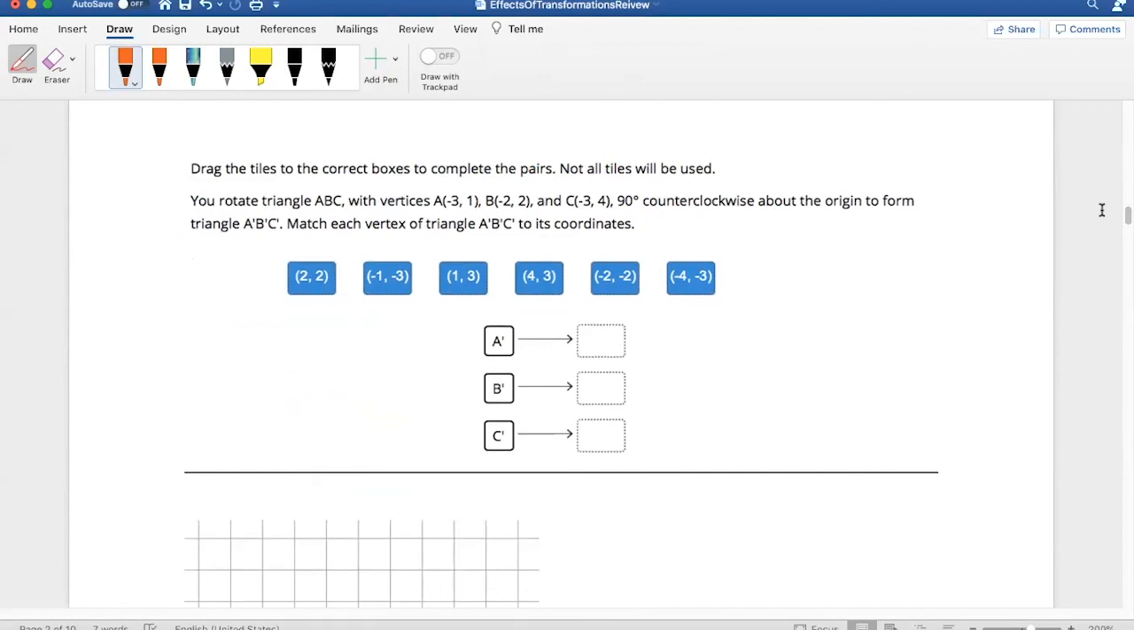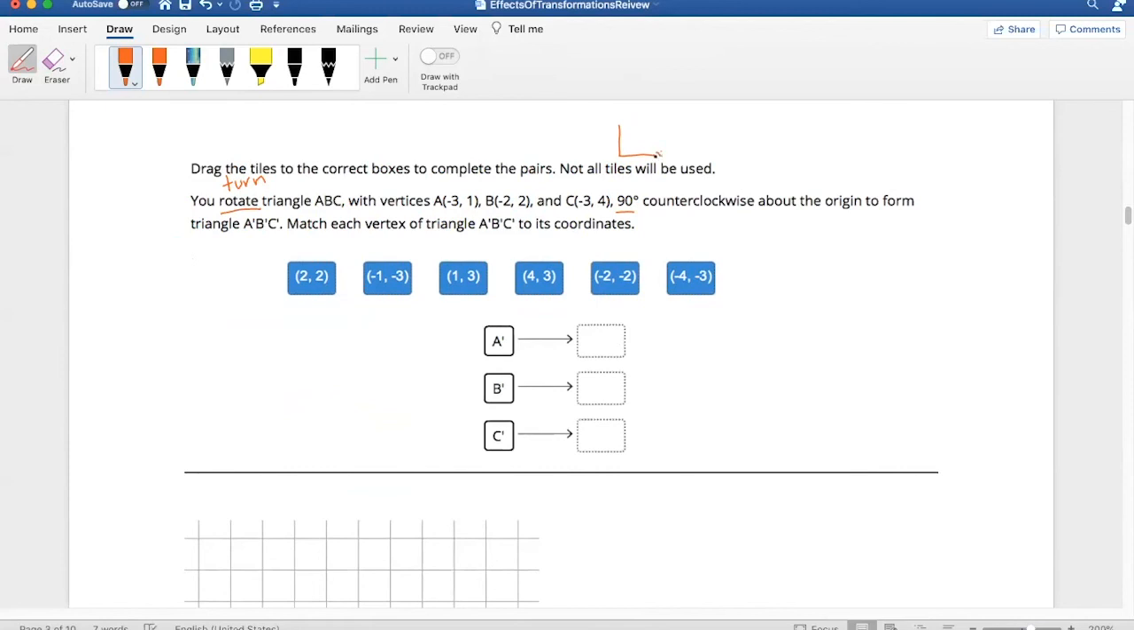Okay, this one, we're going to get into rotations now. It says you rotate, and again, that's just another word for turning, triangle ABC with these vertices, and this is important. We're going 90 degrees. So remember, 90 degrees kind of makes that perfect L shape. And so you can think of that turning, and with our coordinate plane, we have that as well.